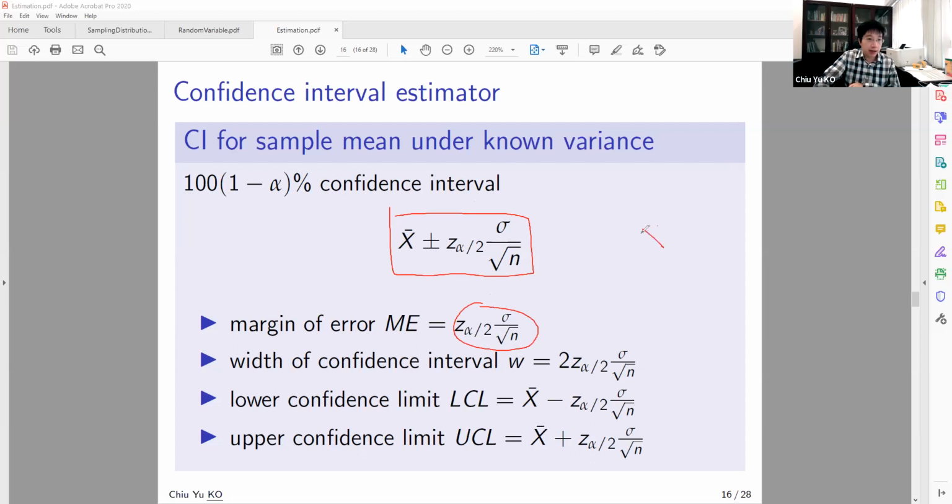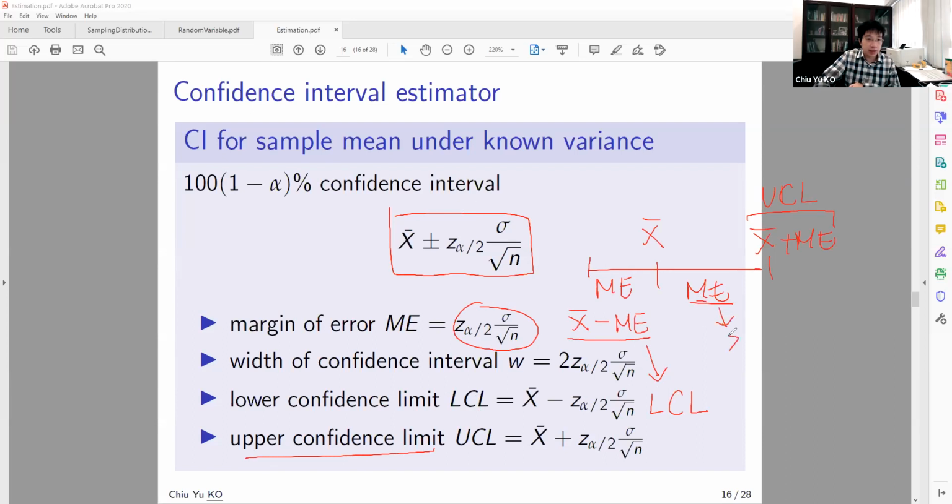X bar, and this will be ME. This is X bar plus ME, and this X bar plus ME will be the UCL, the upper confidence limit. This will be X bar minus ME, the lower confidence limit. And ME is Z alpha over 2 times sigma over root n. So that is the confidence interval.